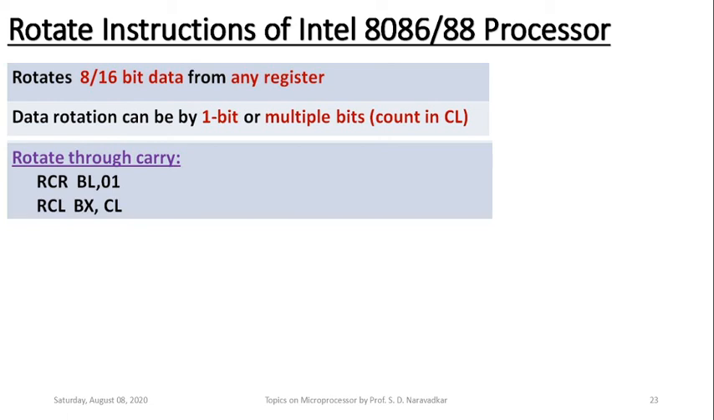In the second instruction here, RCL, that is rotate left through carry. The contents of the BX register, it means 16-bit data. Comma CL, it means that the 16-bit data of register BX is to be rotated towards left through carry by the count which has been defined within that CL register.